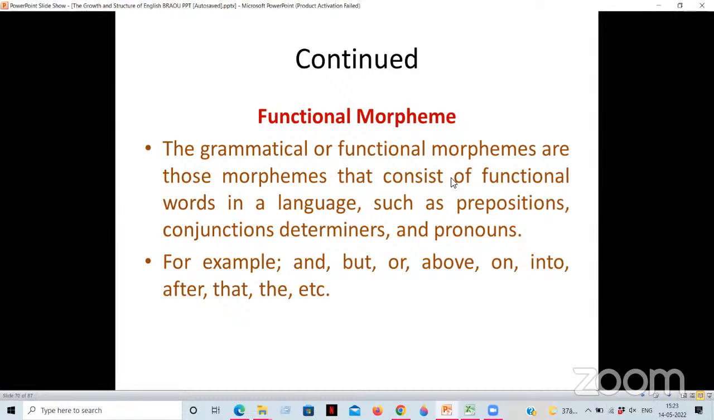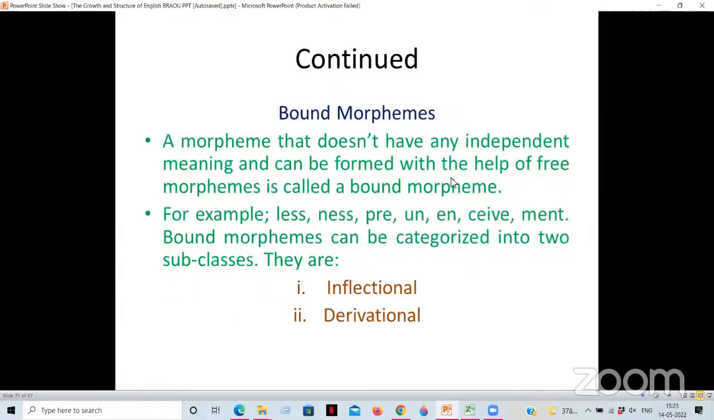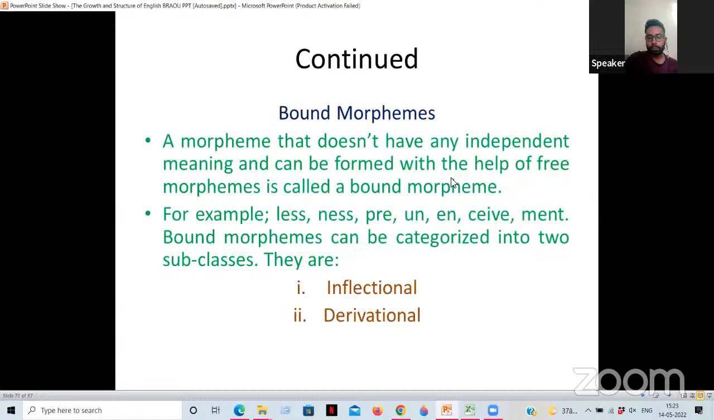Now let's move to the bound morpheme. Now what is a bound morpheme? As I already mentioned while talking about the free morpheme, bound morphemes always depend on the free morpheme. So a morpheme that doesn't have any independent meaning and can be formed with the help of free morphemes is called a bound morpheme. Okay.